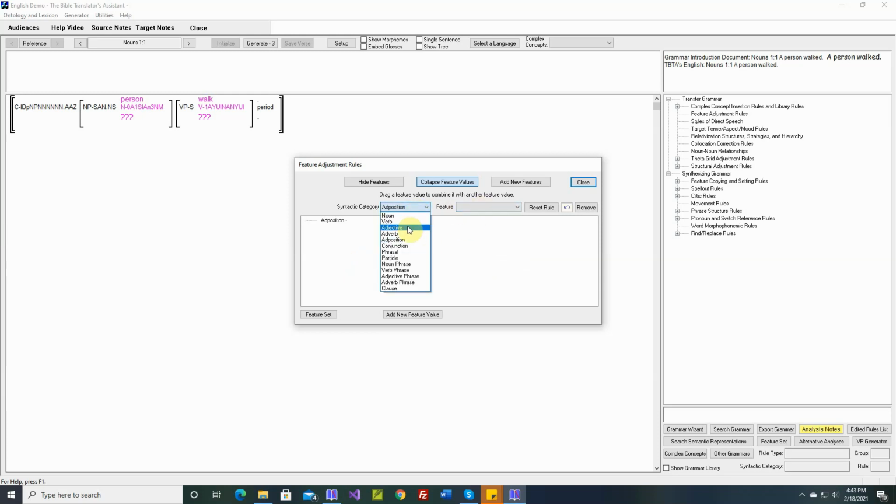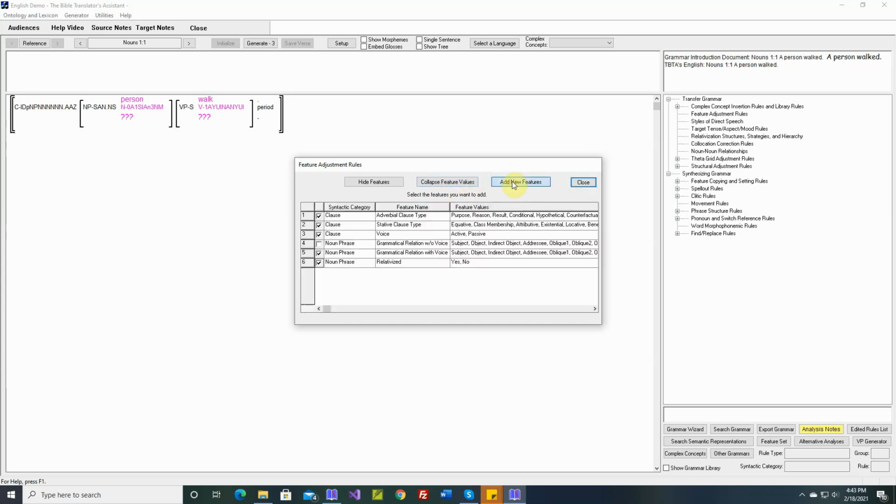Adpositions don't have any features. Conjunctions, phrasal, they don't have features. We need all of those. Semantic role, we need all of those. We need all of these. I think that's it. Okay, that's all the collapsing we need to do for English.